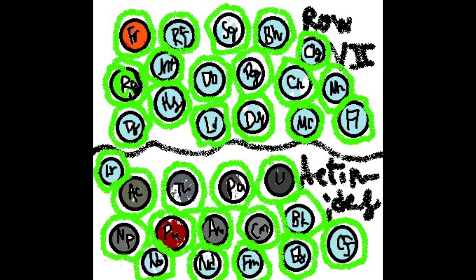Elements 104 to 118, rutherfordium to oganesson, are the superheavy atoms. They are only used for research in superheavy elements.